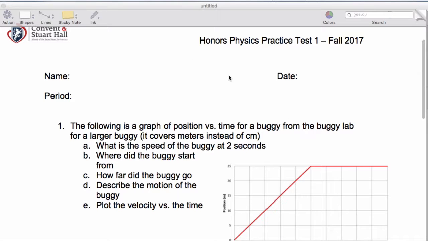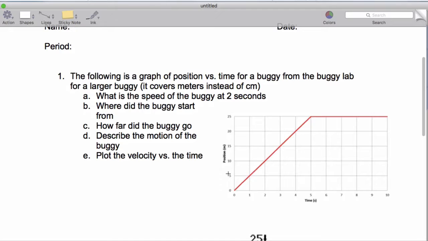Let's go ahead and begin the practice exam. Second one, problem 1. So we want to know the speed of the buggy at 2 seconds. We calculate the slope because the slope is the speed, and when you do that, we should get 25 minus 0 over 5 minus 0. That's going to be 5 meters per second.